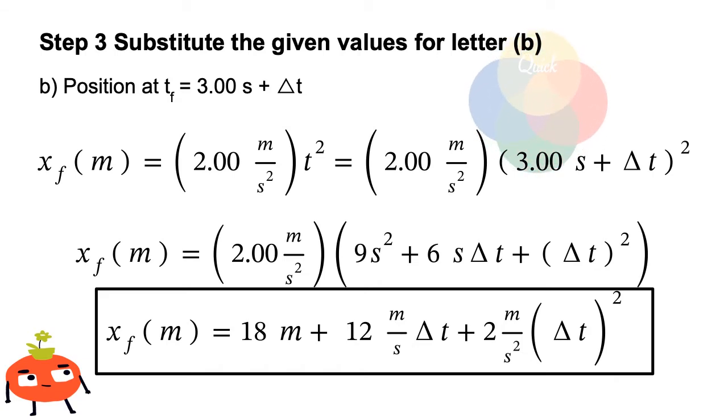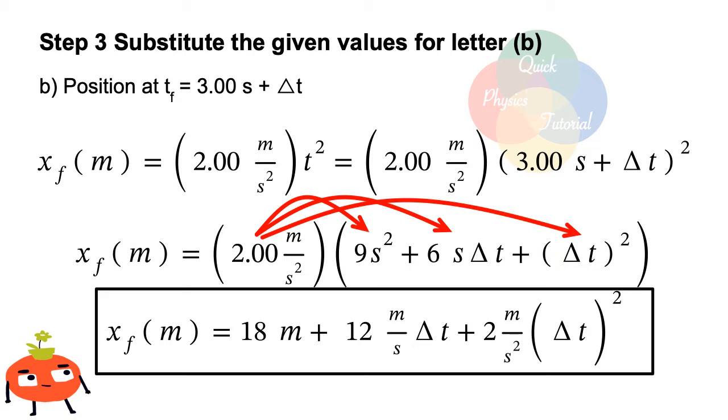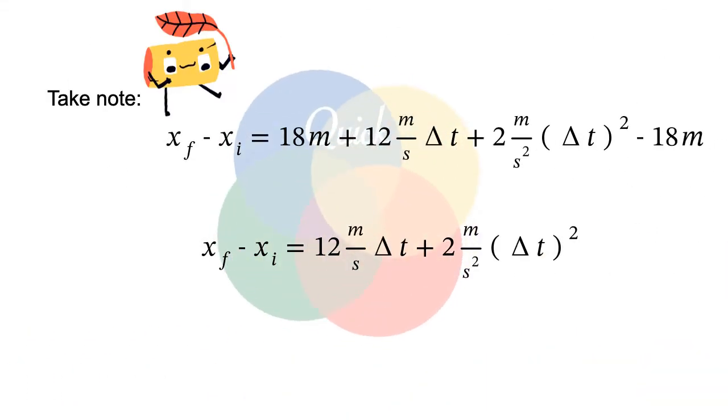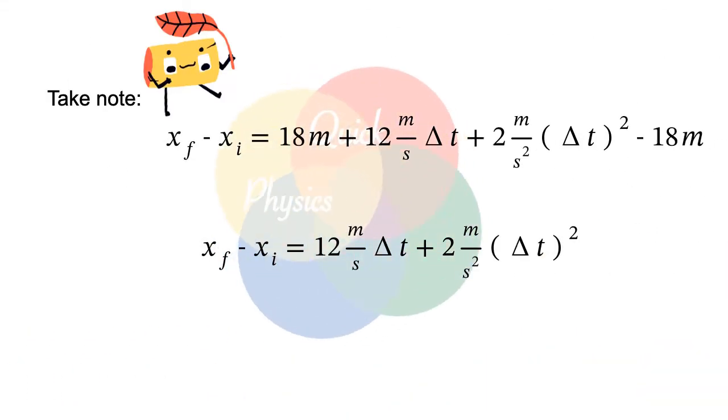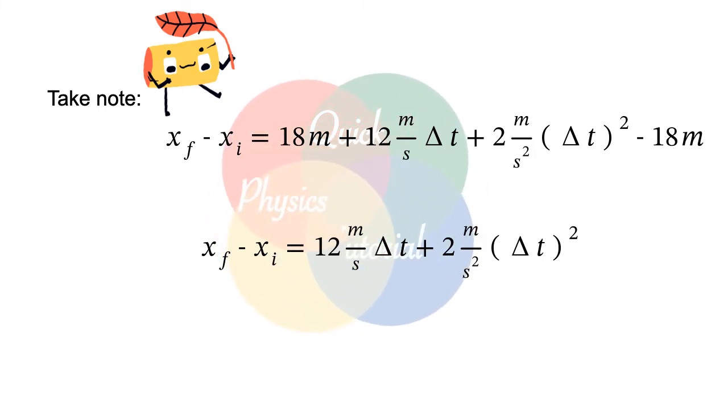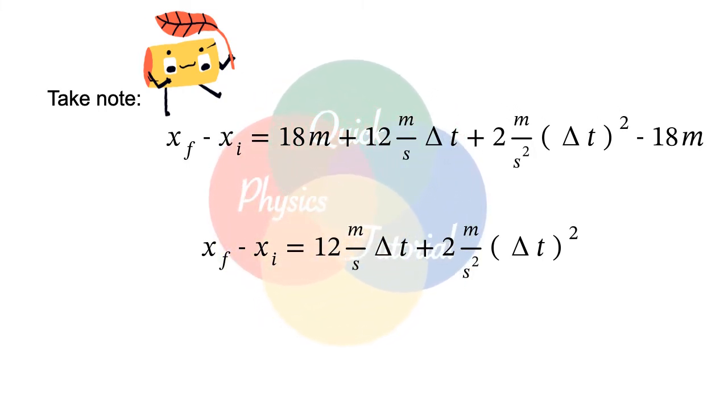Expanding the equation, we get 18 meters plus 12 meters per second delta t plus 2 meters per square second delta t squared. Subtracting initial x from final x, we get 12 meters per second delta t plus 2 meters per square second delta t squared.